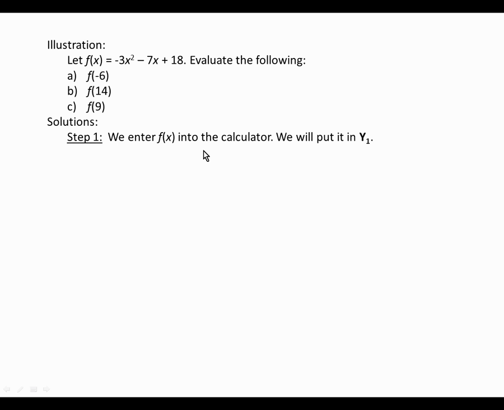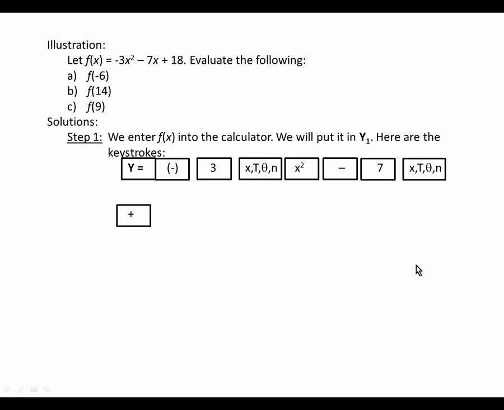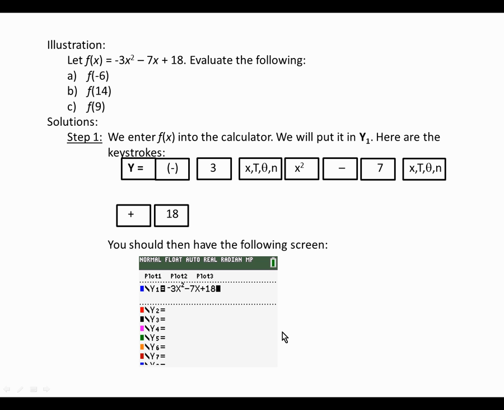Step 1. We enter f of x into the calculator. We'll put it in Y1. So here are the keystrokes. You do your Y equals, the negative for the negative 3, and 3, your X,T,theta,n key, the x squared key, minus, then 7, and then again your X,T,theta,n key, plus, and then your 18 key. So you get something that looks like that. So negative 3x squared minus 7x plus 18.